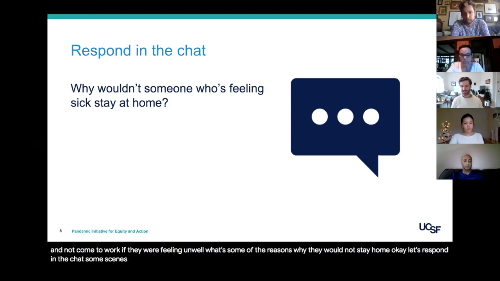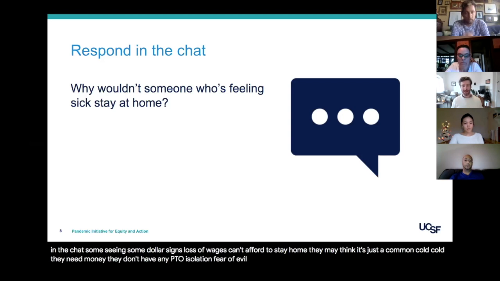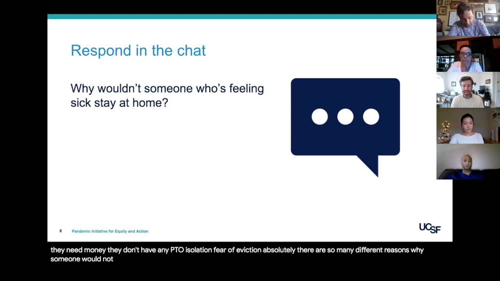I'm seeing some dollar signs, loss of wages, can't afford to stay home. They may think it's just a common cold. They need money. They don't have any PTO, isolation, fear of eviction. Absolutely. There are so many different reasons why someone would not stay home. And we're going to get into that in a little bit more detail later.